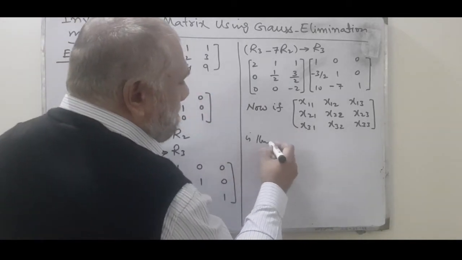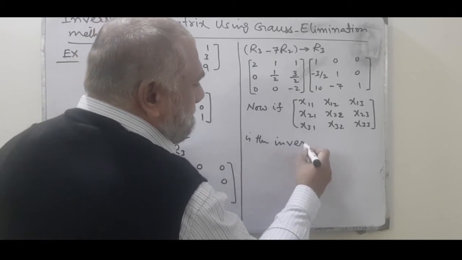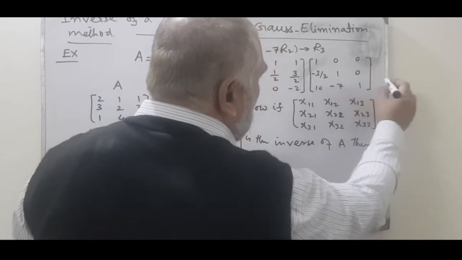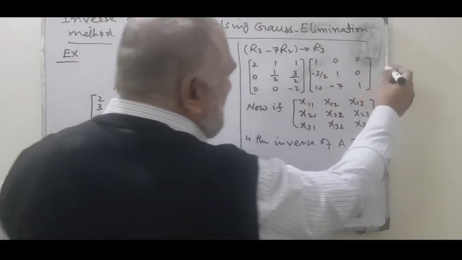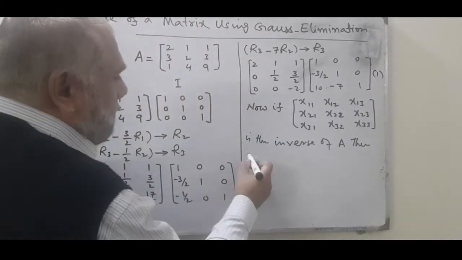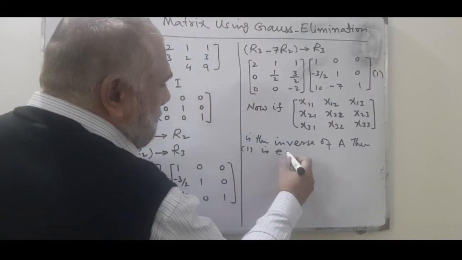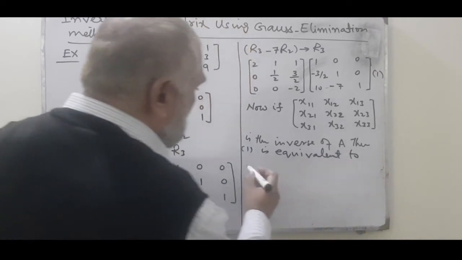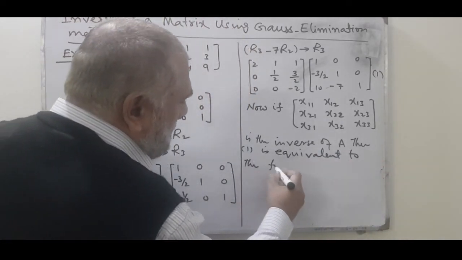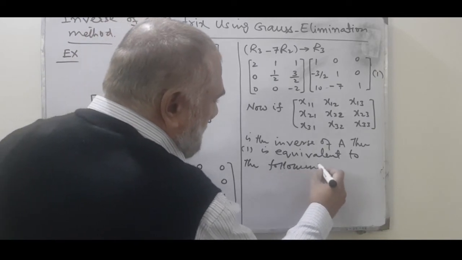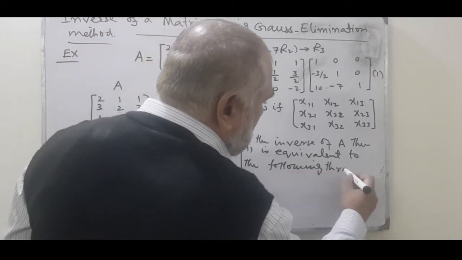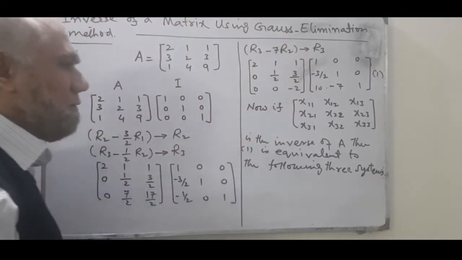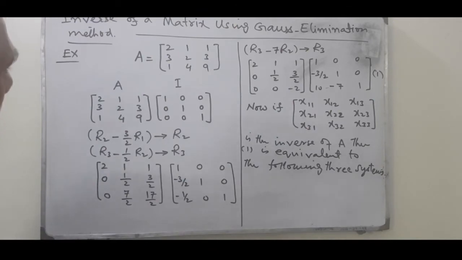the inverse of A, then this system, if I label it as, say, number 1, is equivalent to the following 3 systems. And what are those 3 systems? So let's write down all these 3 systems on this side.